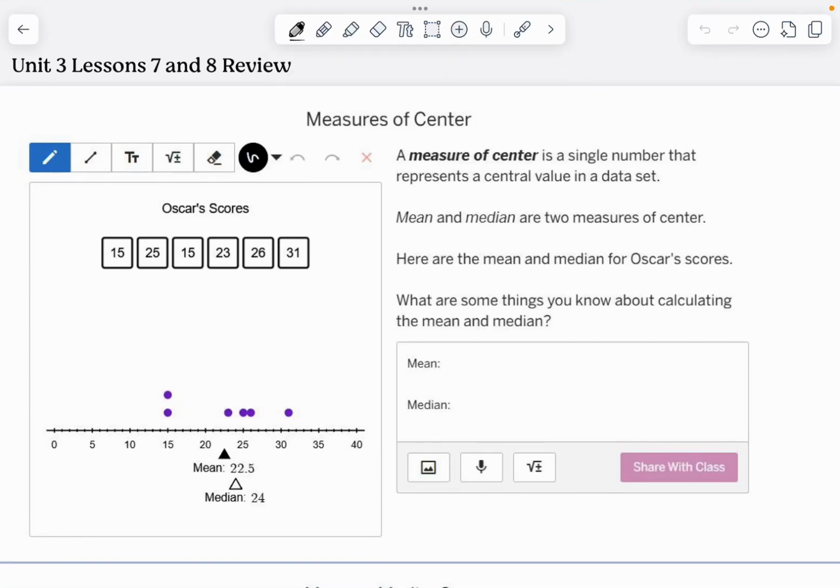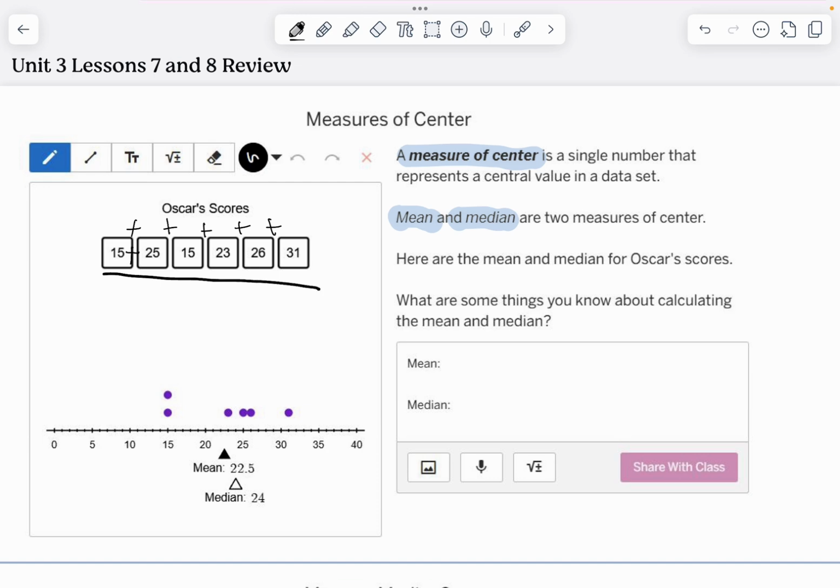All right, so this is a review and summary of lesson 7 and 8 in our unit 3. Some of the key things I wanted to point out: the first things we looked at were measures of center. The two that we work with are mean and median. As a reminder on how to find those, for the mean, it makes you do all the work. We are going to add up all of the numbers, and then divide them by however many numbers we actually have in the system.